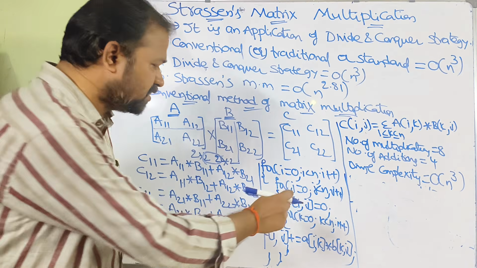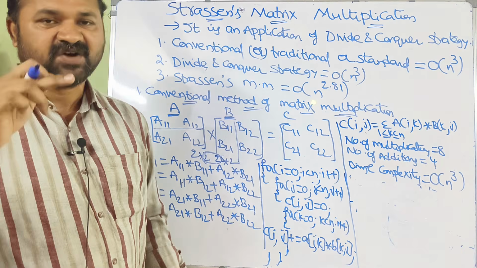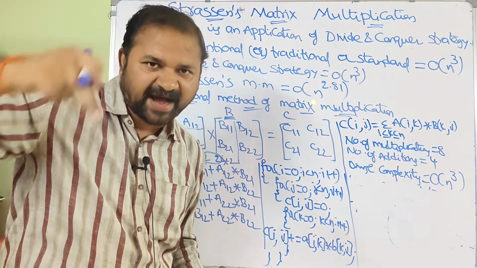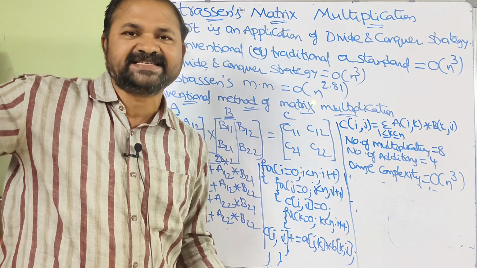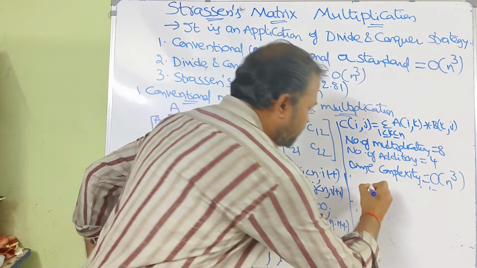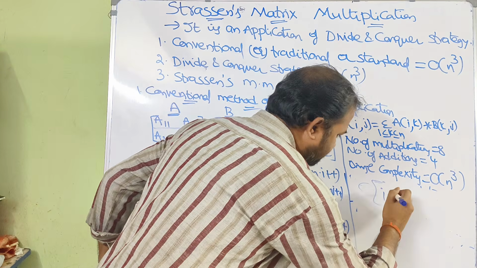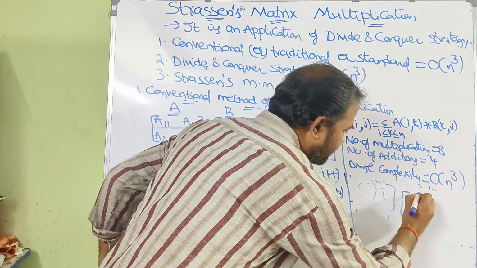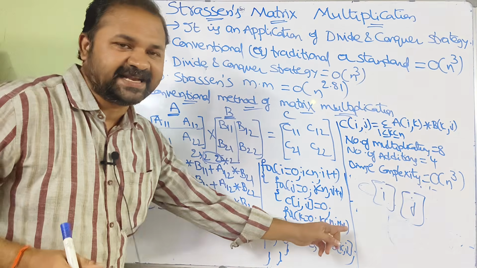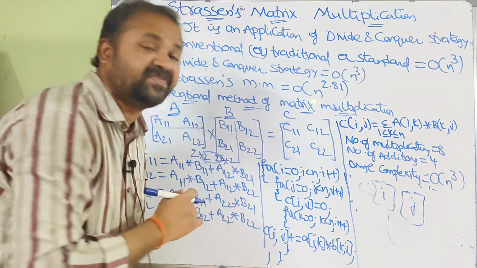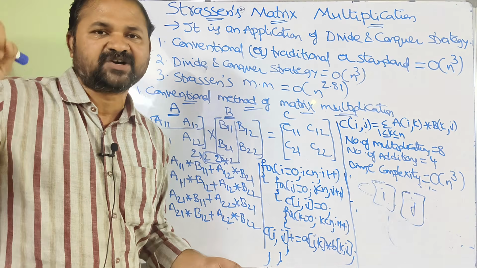This is an algorithm, so that's why we are using this syntax. We are not writing C of i as one index and j as another index, as in a two-dimensional array. But this is an algorithm, that's why we are using only one subscript. So C of ij equal to 0.